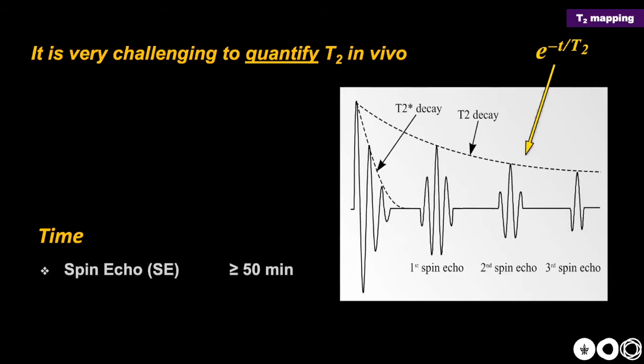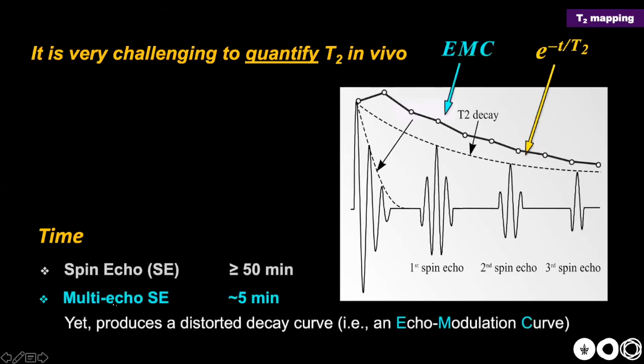If we use a multi-spin echo or multi-echo spin echo protocol, which takes about 5 minutes, the decay curve does no longer look exponential. It does not decay exponentially, but on the other hand, it decays along this, what I call echo modulation curve. It starts out by rising and then modulating up and down, decaying slowly. And this effect happens because of stimulated echoes and indirect echoes. I won't go too much into the spin physics here, but believe me that this is how it looks.